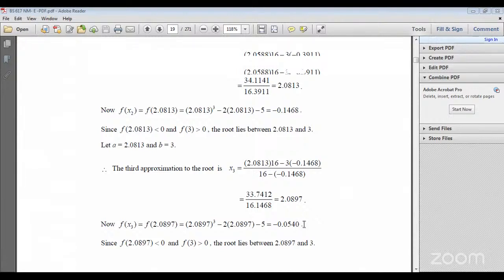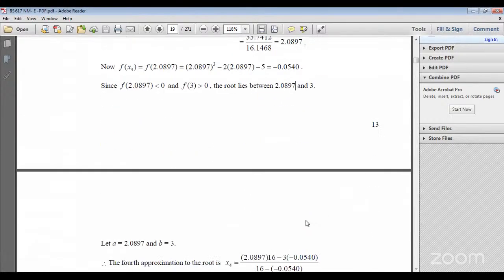So what is the 2.087 and less than 0 here, that is f of 3. F of 3, what's the value here, minus 0.05. So therefore the root lies between 2.0897 and 3. So therefore that is the condition here.